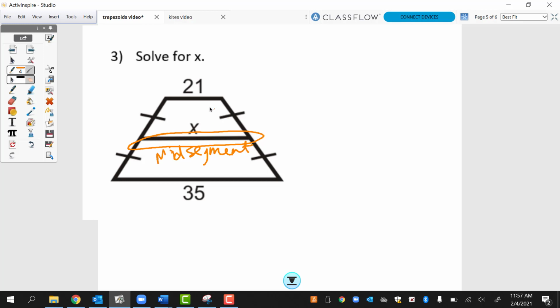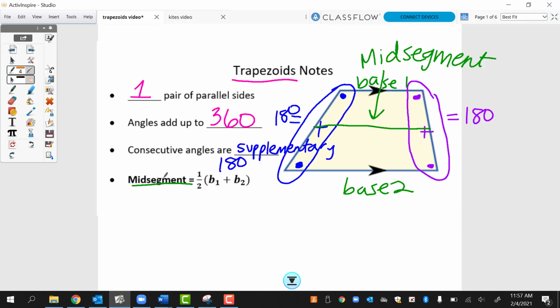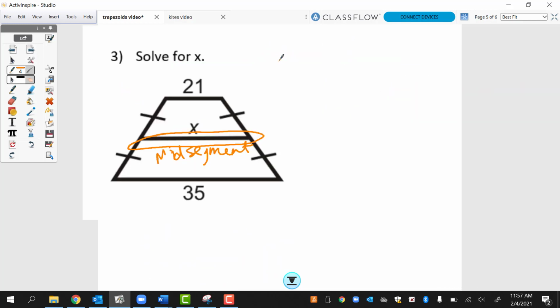Okay, so if I'm doing mid-segment, I'm going to look up mid-segment. Here's mid-segment. So I need to use this formula, 1/2 (B1 + B2). So mid-segment equals 1/2 (B1 + B2). Great. So I need to figure out in here, what is B1, what is B2, and what is the mid-segment. So what are my two bases?